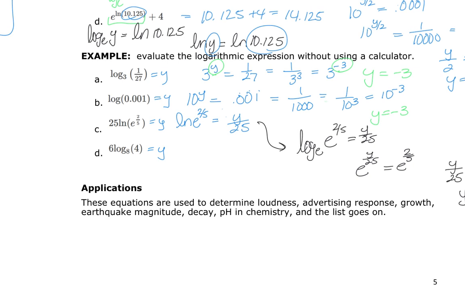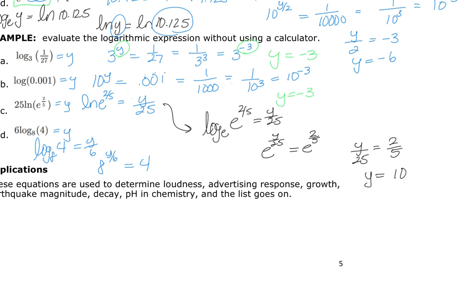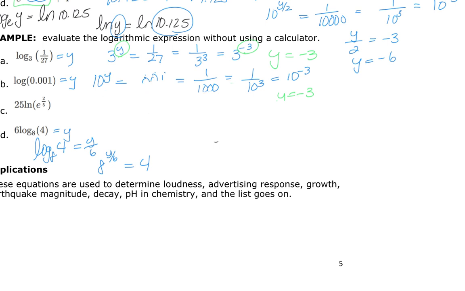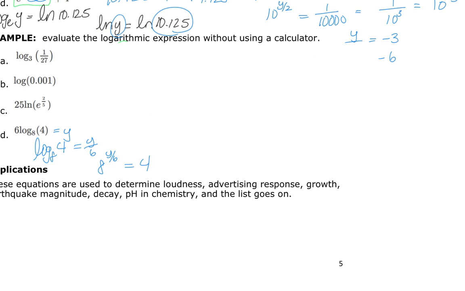And then I'm going to do something similar here. I'm going to go ahead and divide both sides by 6. So the log base 8 of 4 is equal to y divided by 6. So 8 to the y over 6 is equal to 4. And for this one, I'm going to get them to a common base. So I know 8 is 2 raised to the 3rd and 4 is 2 squared. So I'm going to rewrite this as 2 to the 3rd, because that's what 8 is, to the y over 6, is equal to 2 to the 4th.